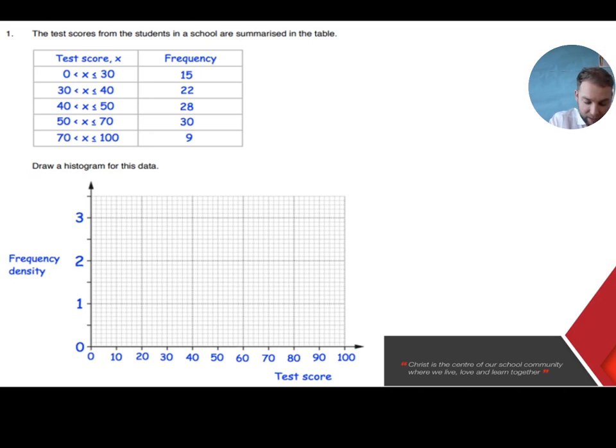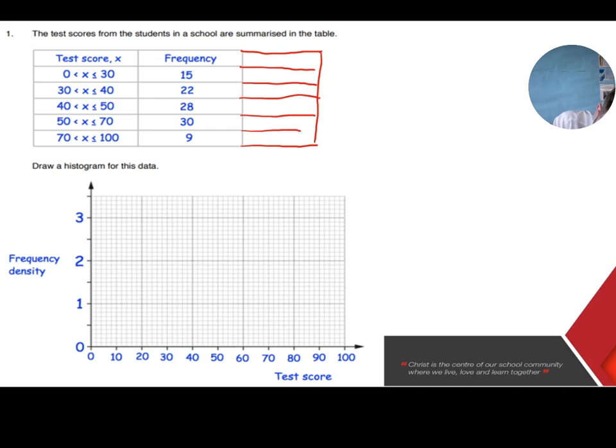And to find out your frequency density, it's equal to your frequency divided by your class width. So your frequency density, in this first one, is going to be 15 divided by 30, because the class width there is 30. The next one's 22 divided by 10. The next one's 28 divided by 10 again. The next one's 30 divided by 20 that time. And the next one is 9 divided by 30.